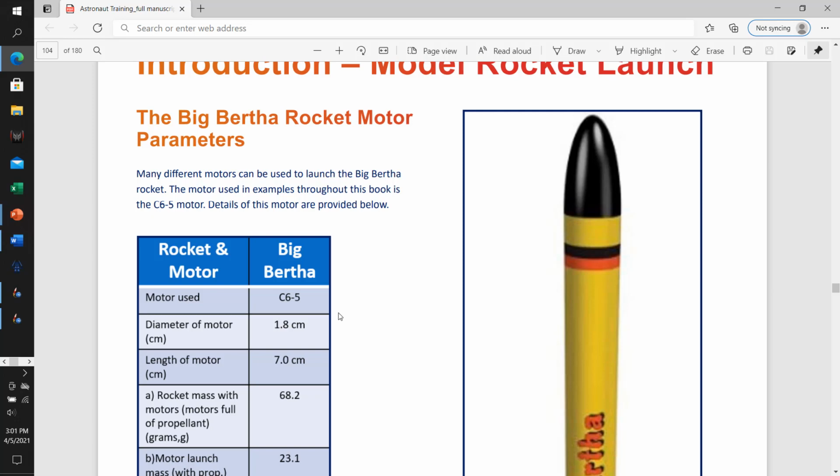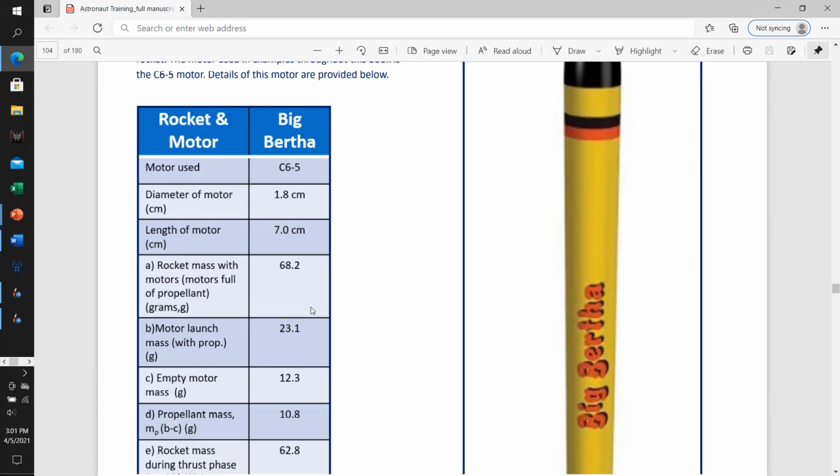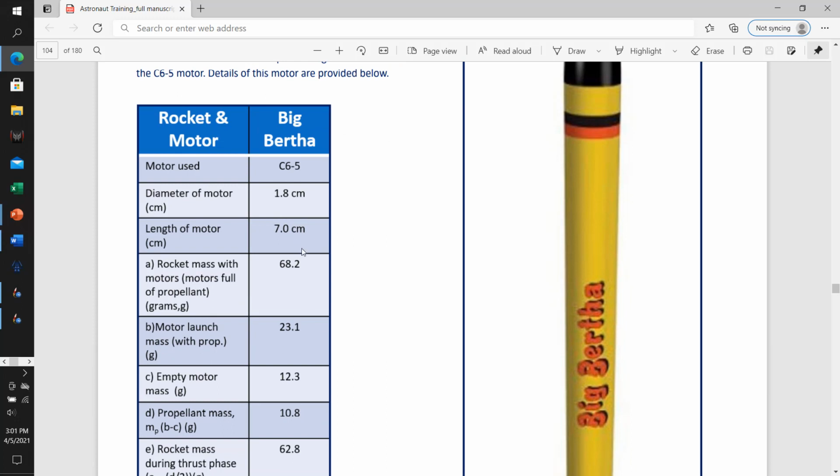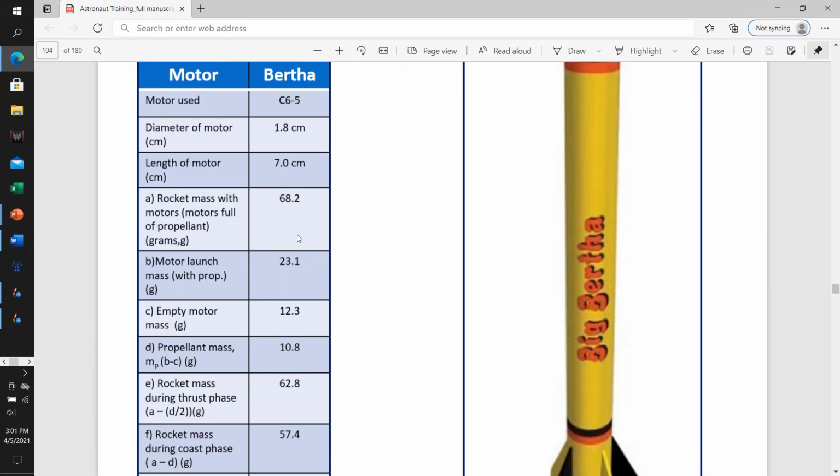As I said before, the motor that I have installed in this Big Bertha rocket to demonstrate various launch scenarios is C6-5. This is the diameter of the motor, length of the motor. This is the mass of the motor.